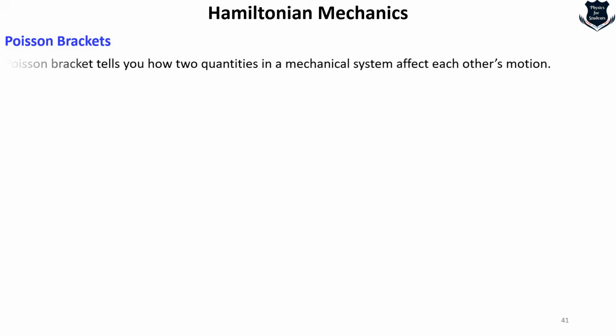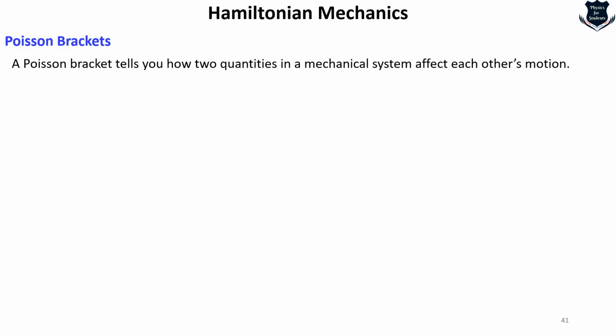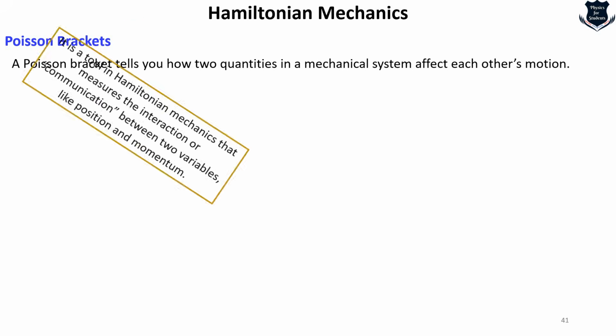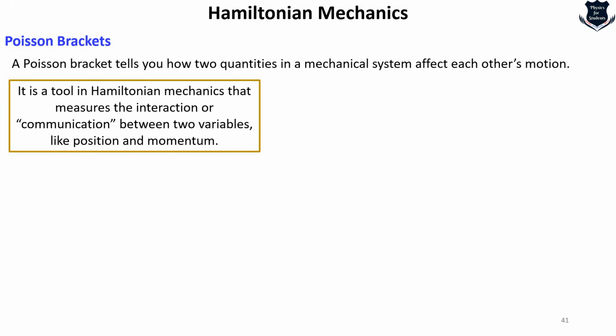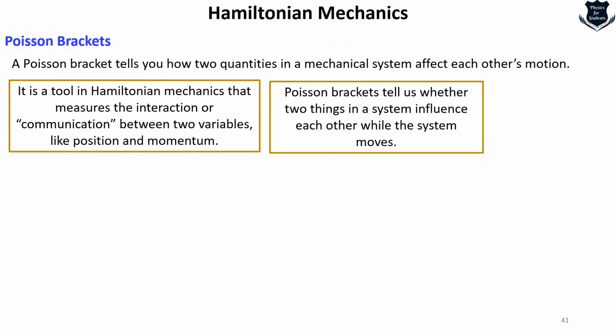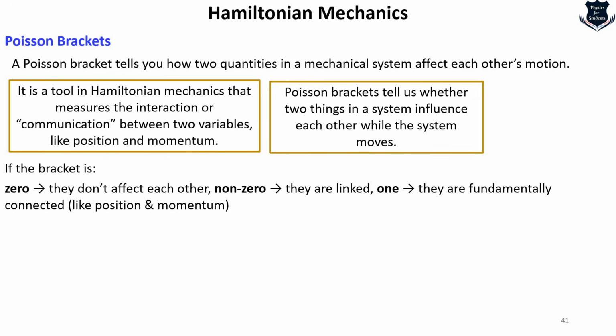Now, the Poisson bracket tells how two quantities in a mechanical system affect each other's motion. That means it is a tool that measures the interaction between two variables. I will give you a simple example. The Poisson bracket tells us whether two things in a system influence each other while the system moves on. If the bracket is 0, no effect. If it is non-zero, they are linked. And if it is 1, they are fundamentally connected, like position and momentum.